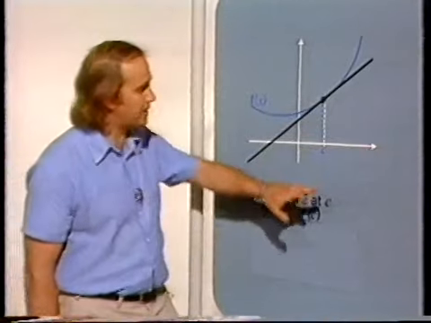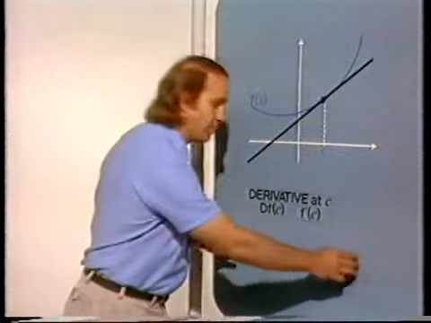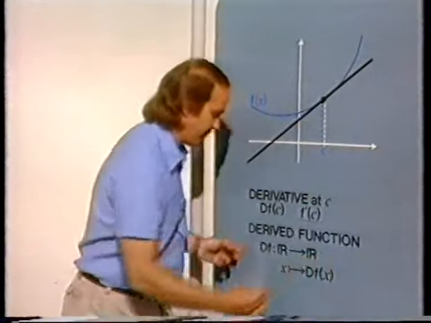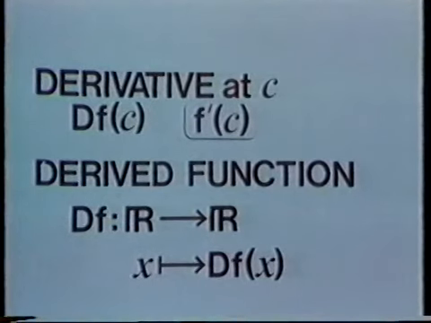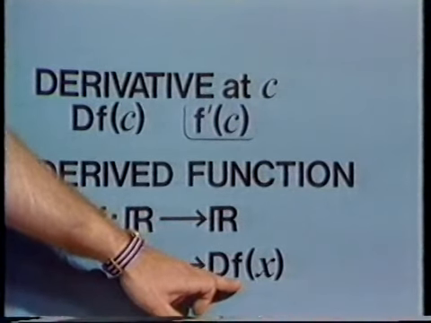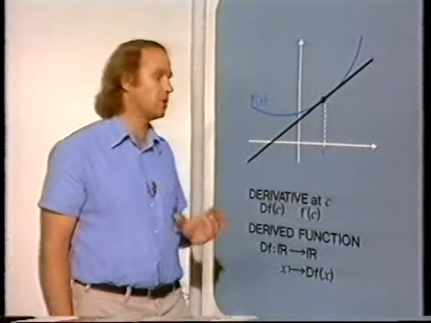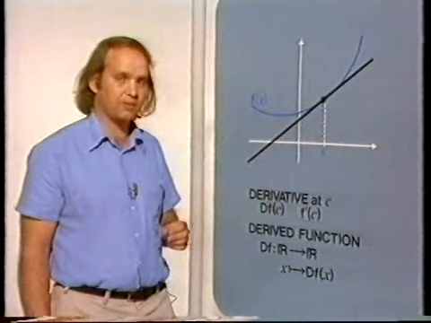And of course, if you can find the derivative for all the points in the domain, then you've set up a function, the derived function df. It simply associates each point x with the derivative of f at x. Well, so much for the notation that we're going to use in the course. Let's get back to the definition.